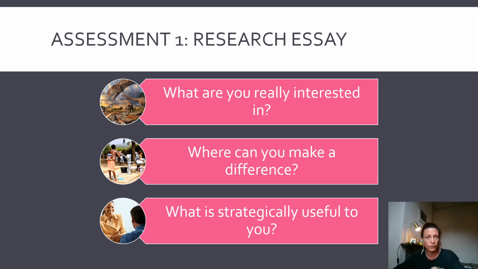So think about what you're interested in. Maybe think about, is this an area where you think if you do some research and ideas, you can make a difference? And also, what is strategically useful to you? Is this something that you can include in a future job application as part of your portfolio? Would learning about a particular issue help you with your master's thesis? Whatever it is, I really encourage you to think strategically about your choice of topic for this assessment.